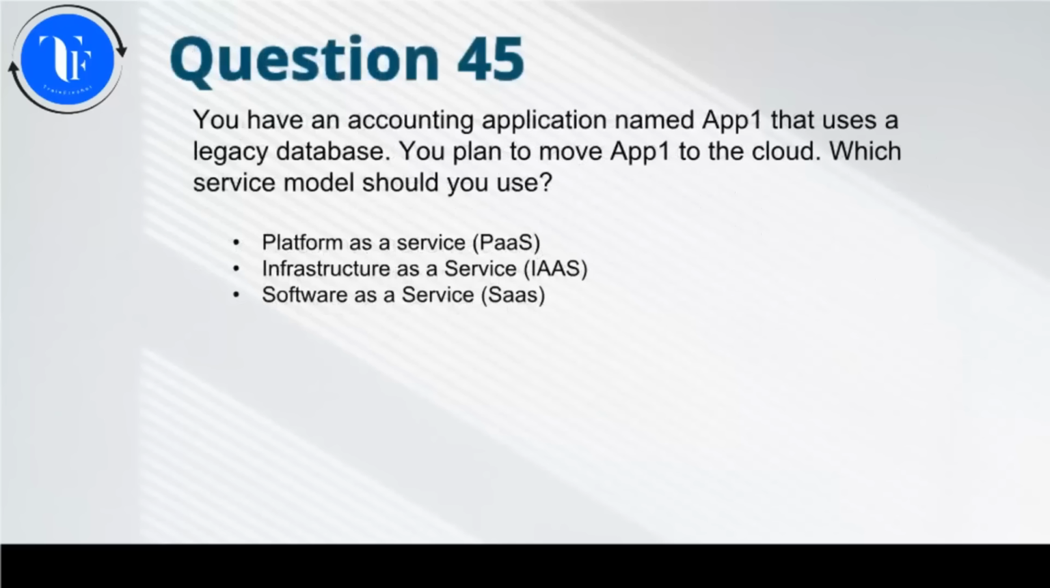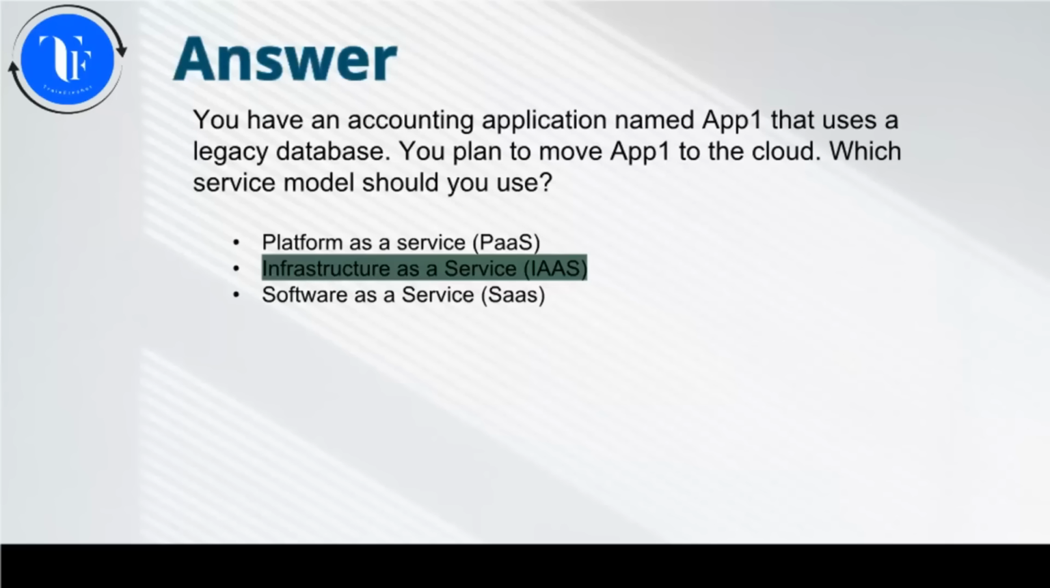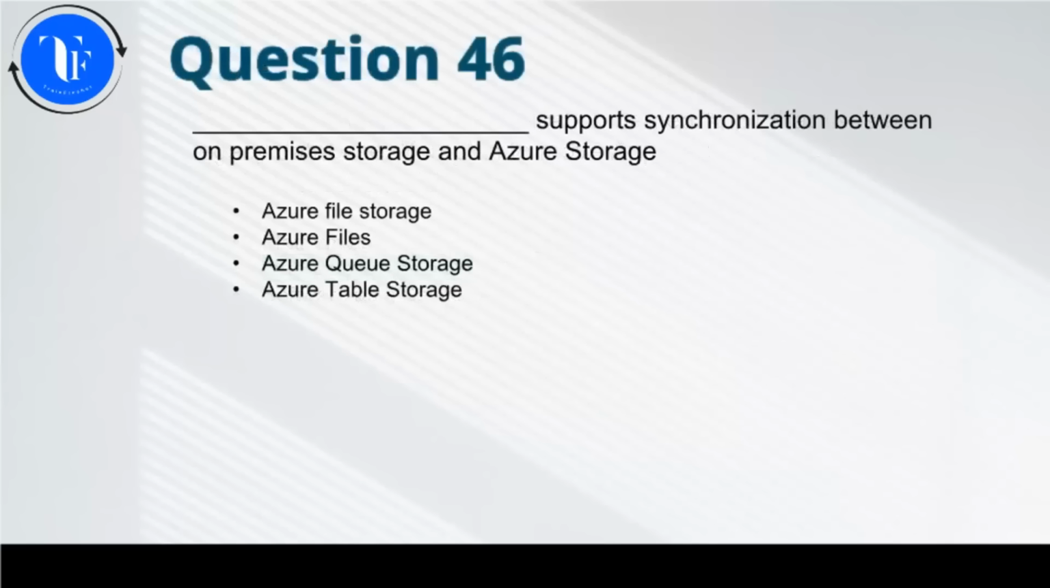Question 45. You have an accounting application named App1 that uses a legacy database. You plan to move App1 to the cloud. Which service model should you use? Platform as a Service, PaaS. Infrastructure as a Service, IaaS. Software as a Service, SaaS. Infrastructure as a Service, IaaS, as you will have to create a VM and host your application since it's a legacy app.